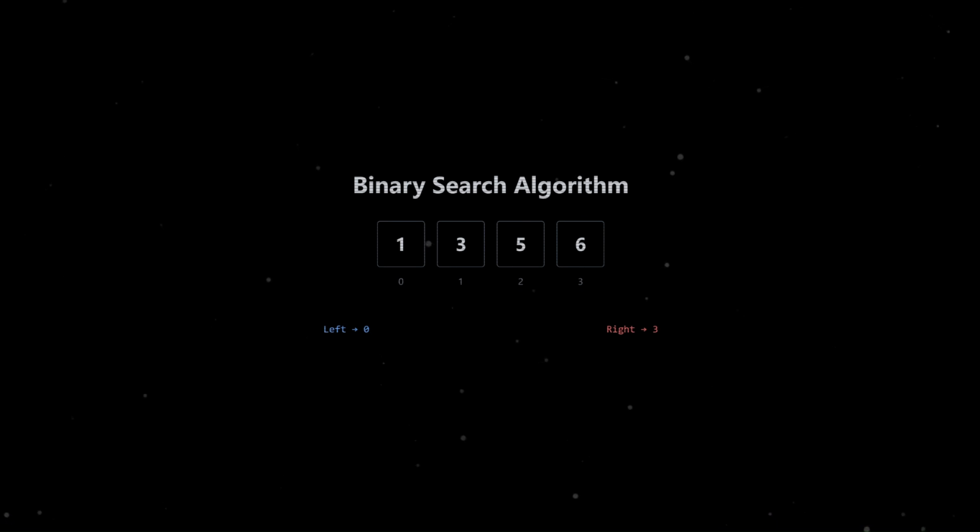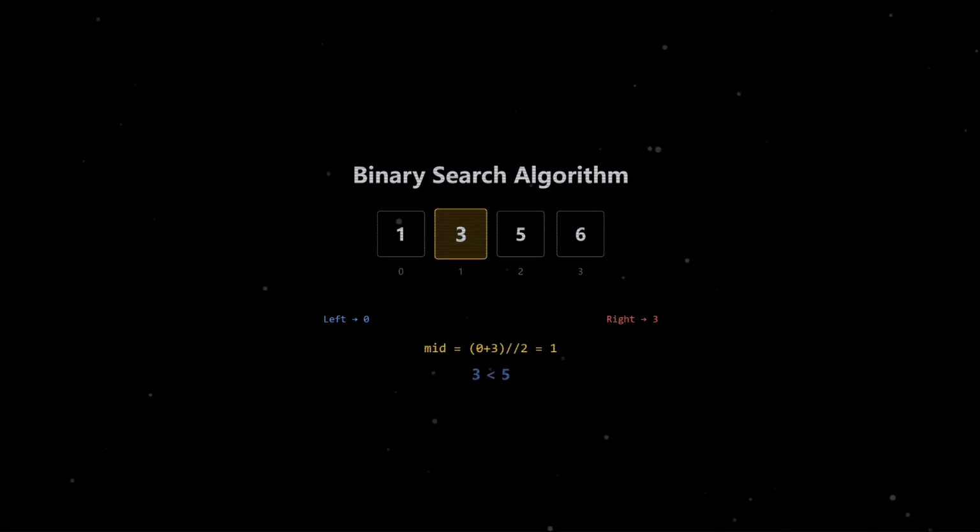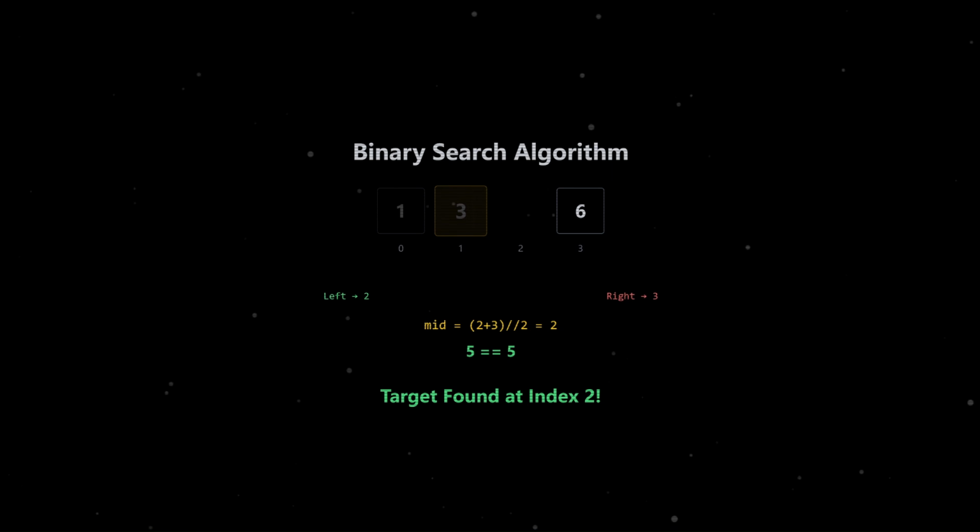Binary search cuts the search space in half every step. 3 is less than 5, so move left pointer. 5 equals 5. Found.